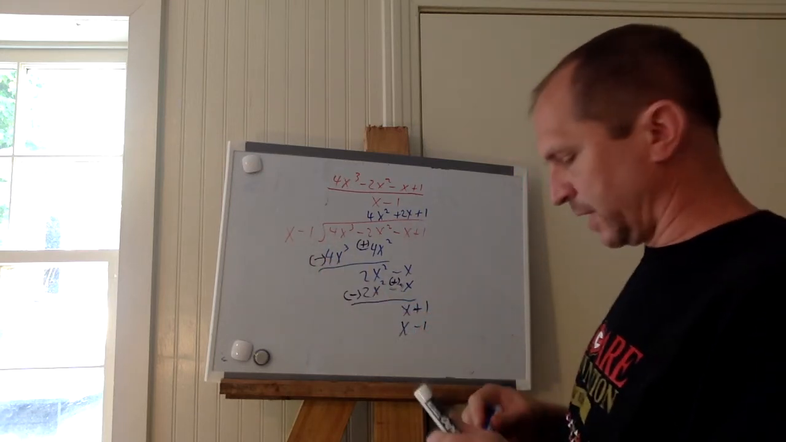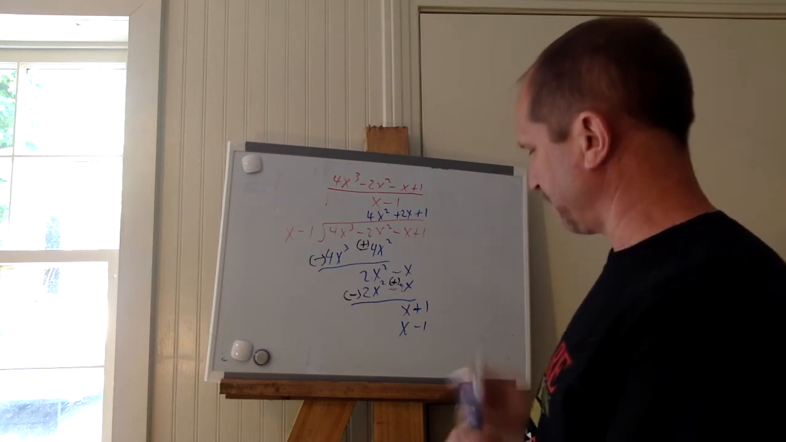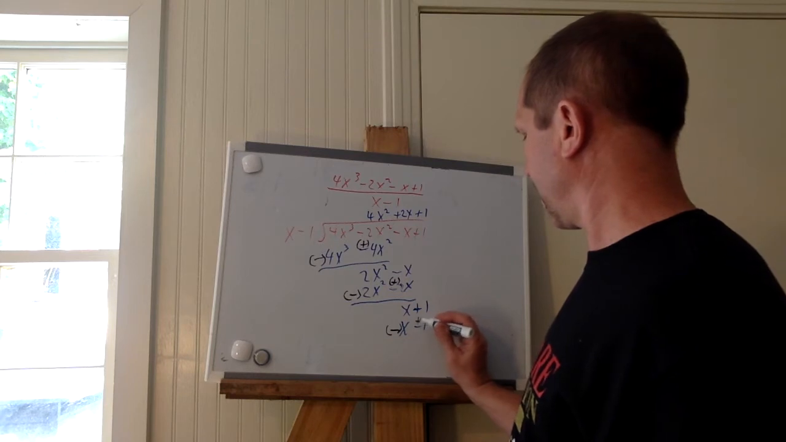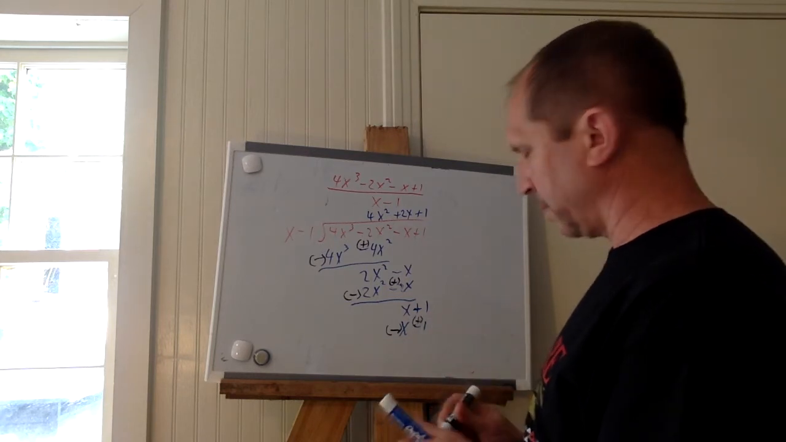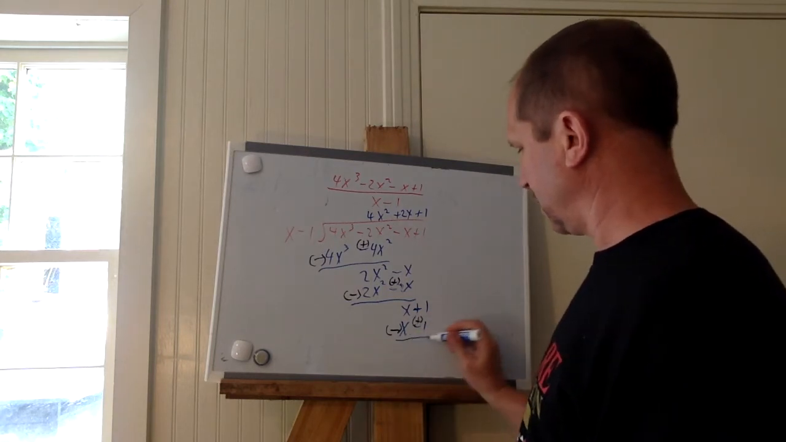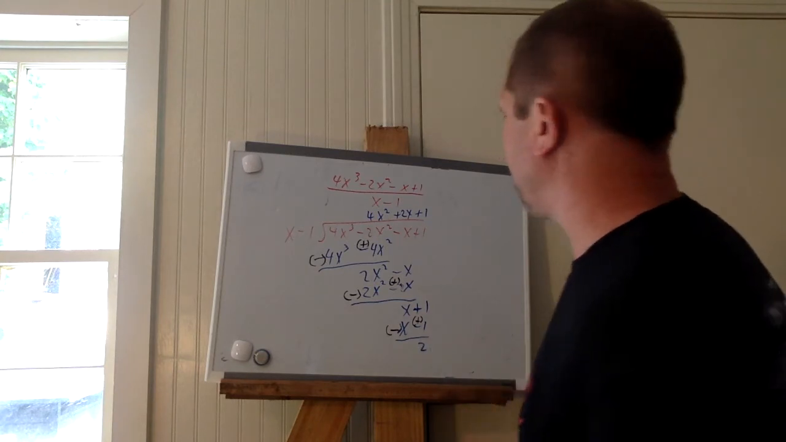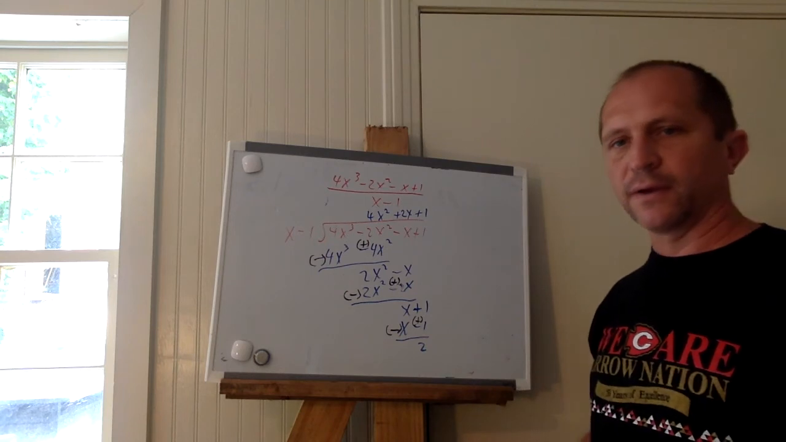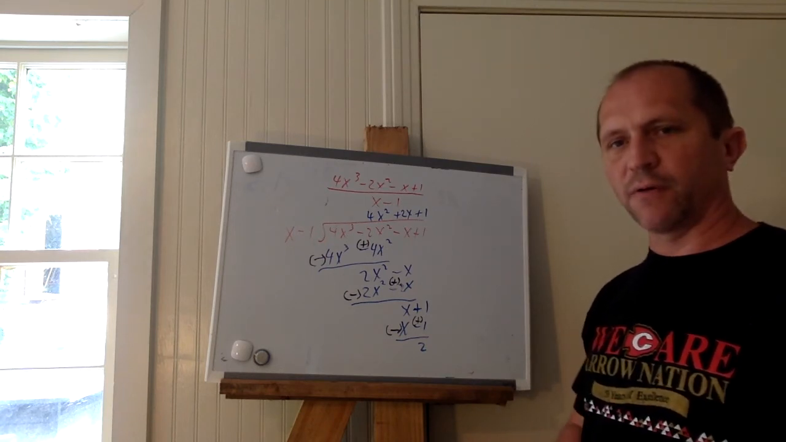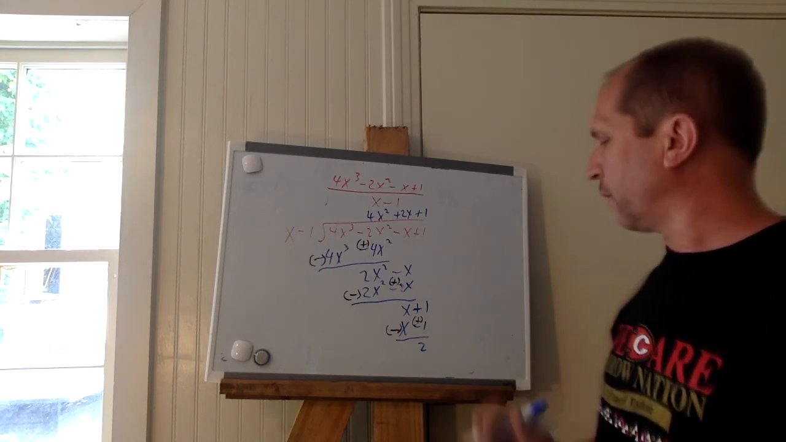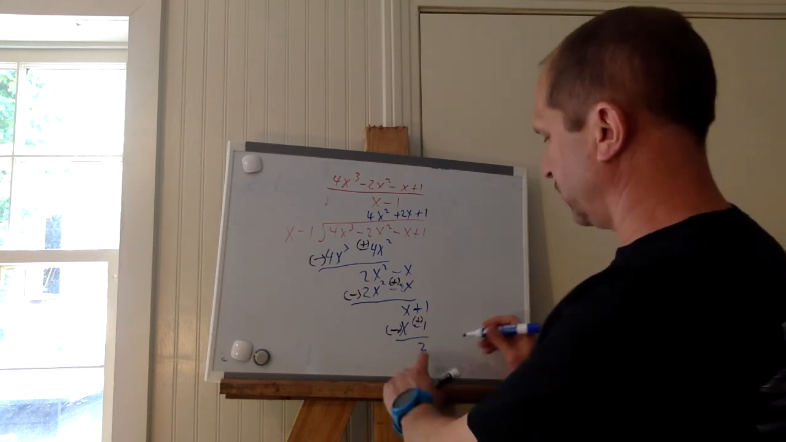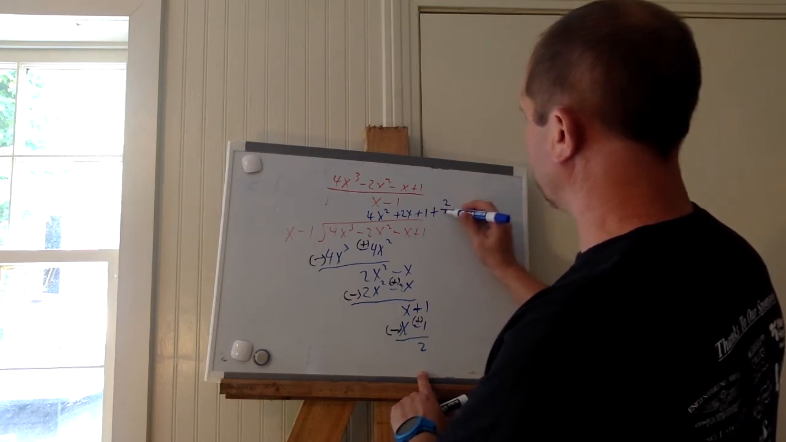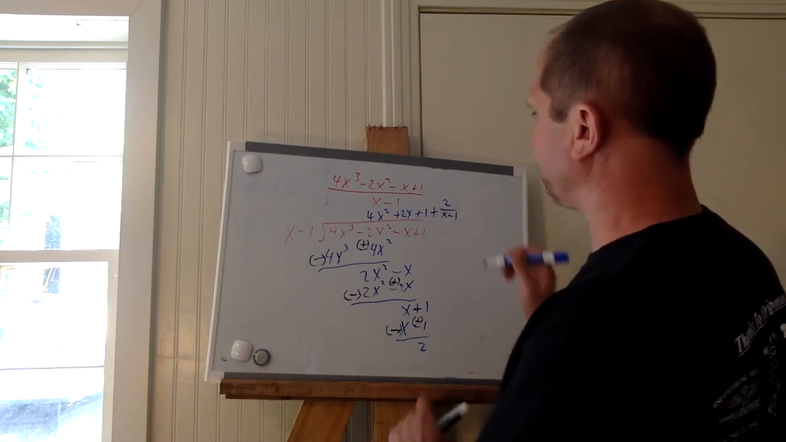I subtract, so I change my signs again. 1 plus 1 is 2. So I get a remainder of 2. Now, again, we don't write R2 here like we did when we first learned long division and we had a remainder. What we do here is just say, okay, well, this would be plus 2 over x minus 1.